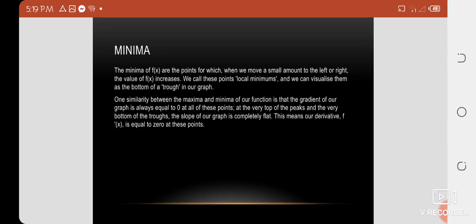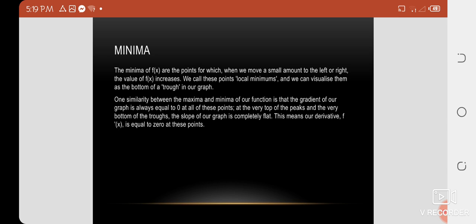Minima. The minima of f(x) are the points for which, when we move a small amount to the left or right, the value of f(x) increases. We call these points local minimums, and we can visualize them as the bottom of a trough in our graph.